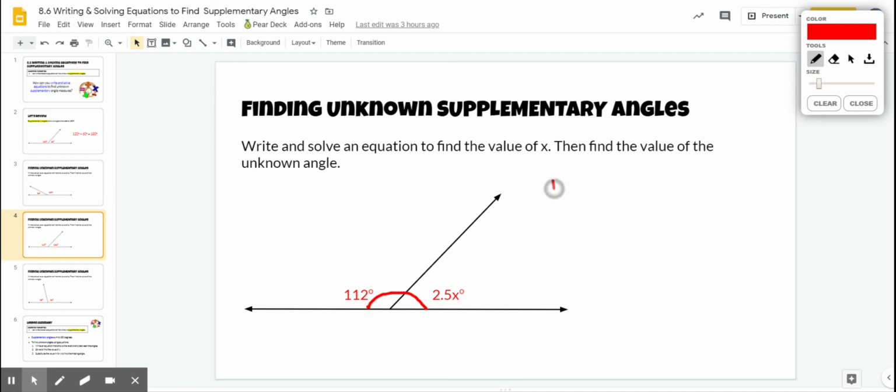Go ahead and write that now. All right, so you should have had 112 plus 2.5x is equal to 180. And you also could have written 2.5x plus 112 is equal to 180, because the commutative property allows us to add in any order. Now we need to solve this equation.